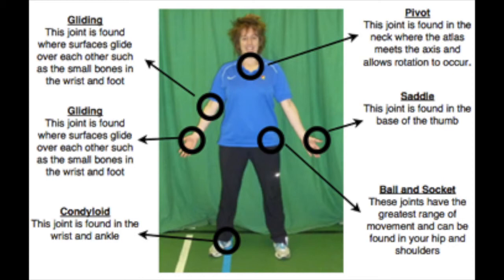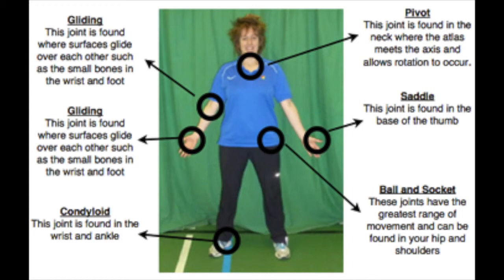The hinge joint. This joint is found in the knees and elbow and resembles a door opening and closing. The gliding joint. This joint is found where surfaces glide over each other, such as the small bones in the wrist and foot. The condyloid joint. This is found in the wrist and ankle.